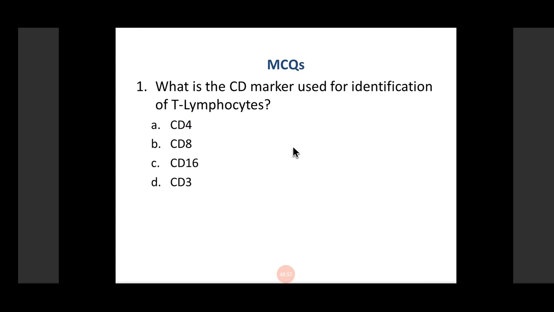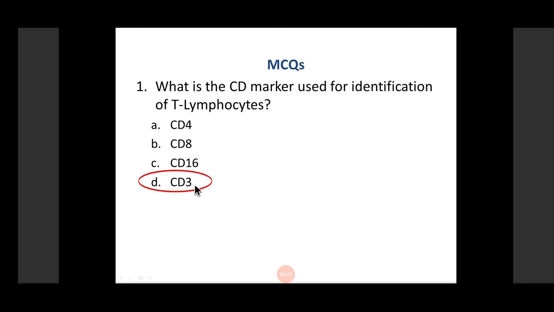So what is the CD marker which is used for the identification of T lymphocytes? CD4, CD8, CD16 and CD3. So a pan T lymphocytic marker, we all know, is what? Quick answer is CD3. Good. Most of you have answered the question right. So any cell which has got CD3 present on the surface is referred to as a T lymphocyte.